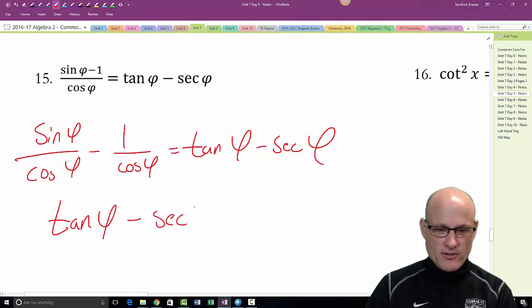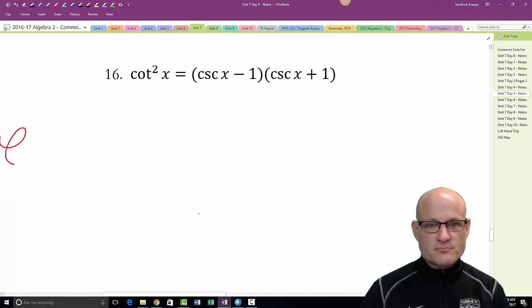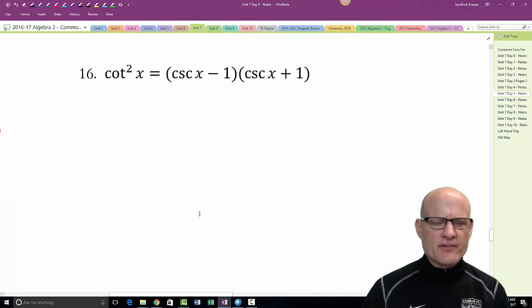Oh, yeah, that's secant of whatever that thing is. Does that equal? And I'm just going to say yes, it equals, because I'm sick of drawing those things. All right, what the heck is this?